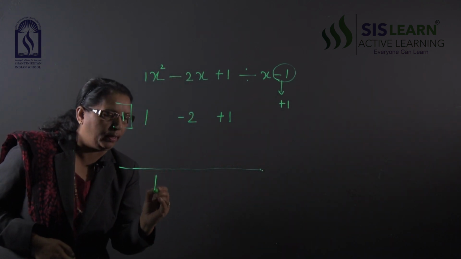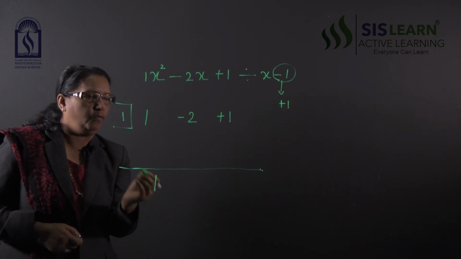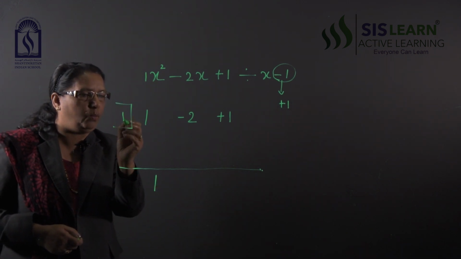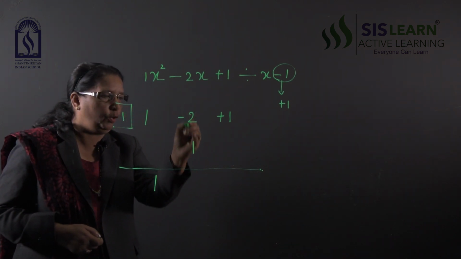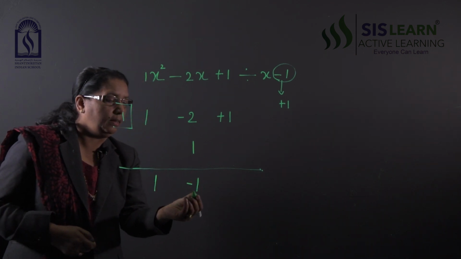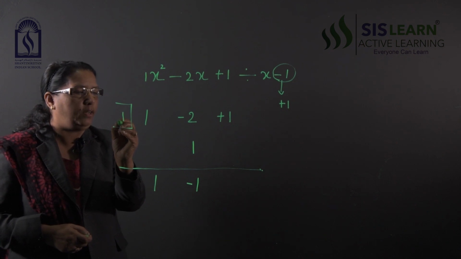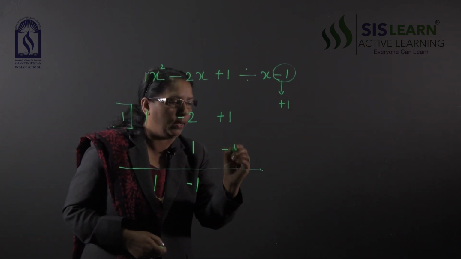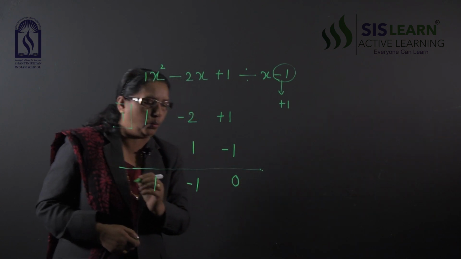Bring down this 1. Next what we do is, this 1 we multiply with the divisor 1, we get 1, and you add this, you get negative 1. Again this negative 1 is to be multiplied by the divisor 1, we get negative 1. Adding these two, you get 0.